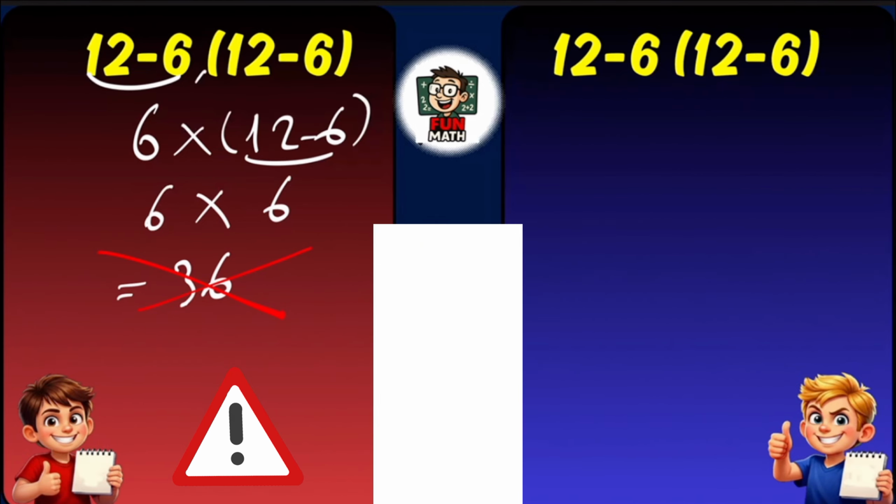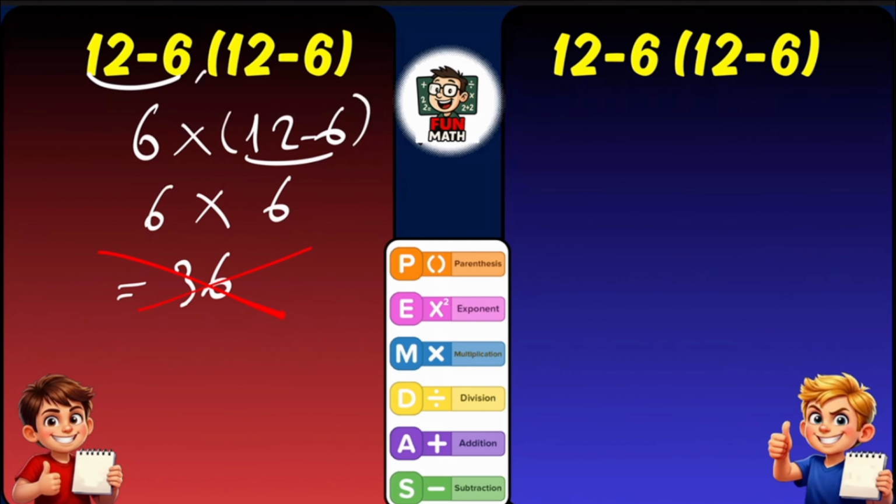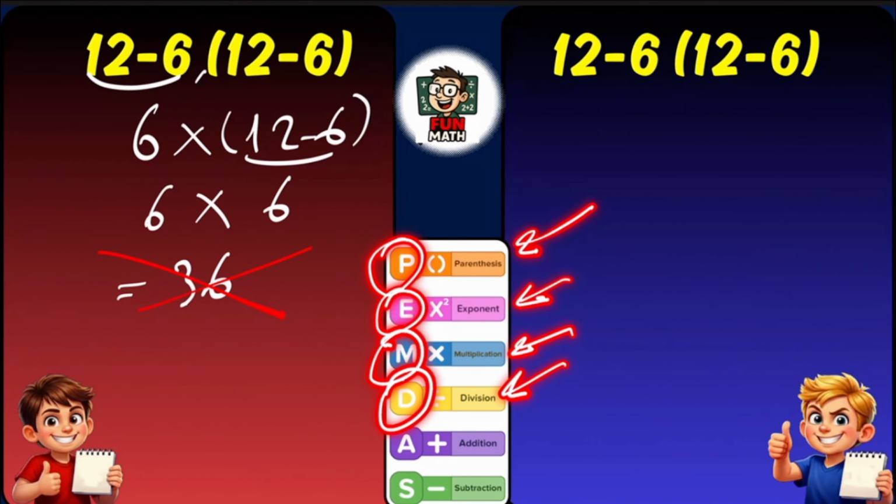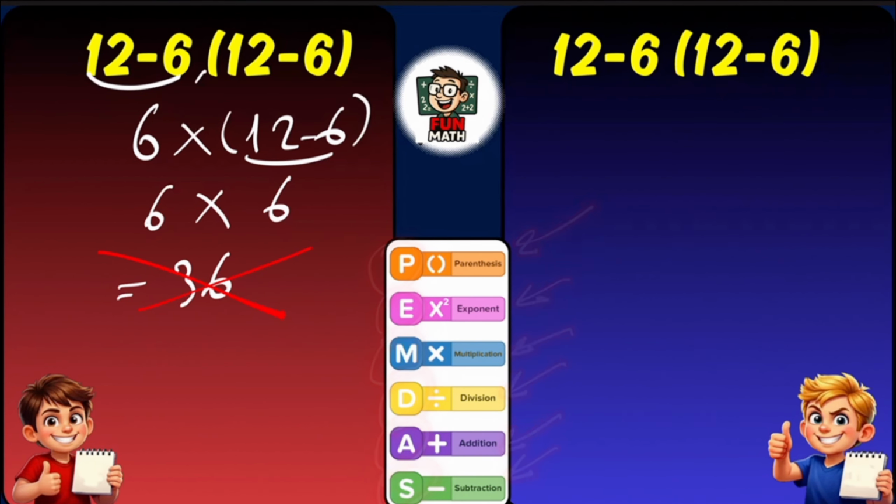Because when solving the problem, we should have paid attention to the order of operations. The order of operations is coded as PEMDAS. P stands for parentheses, A stands for exponent, M stands for multiplication, D stands for division, A stands for addition, S stands for subtraction.